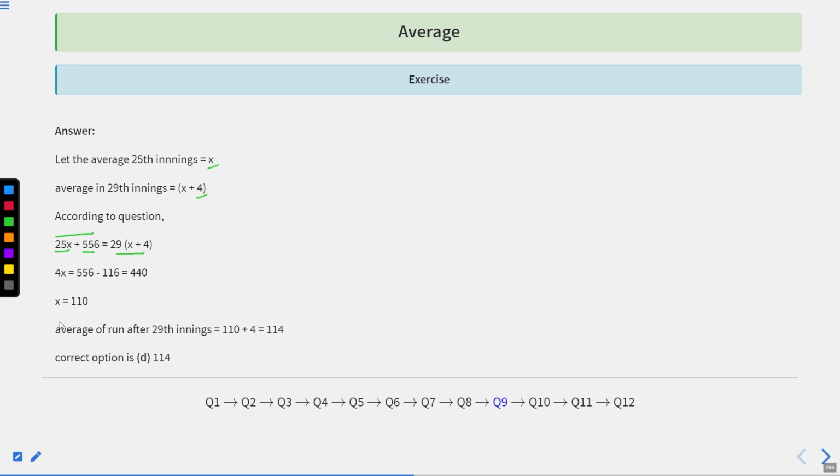So on solving this, you will have x equal to 110. So average of runs after 29th inning will be 114. So that means the correct option here is option D, that is 114.